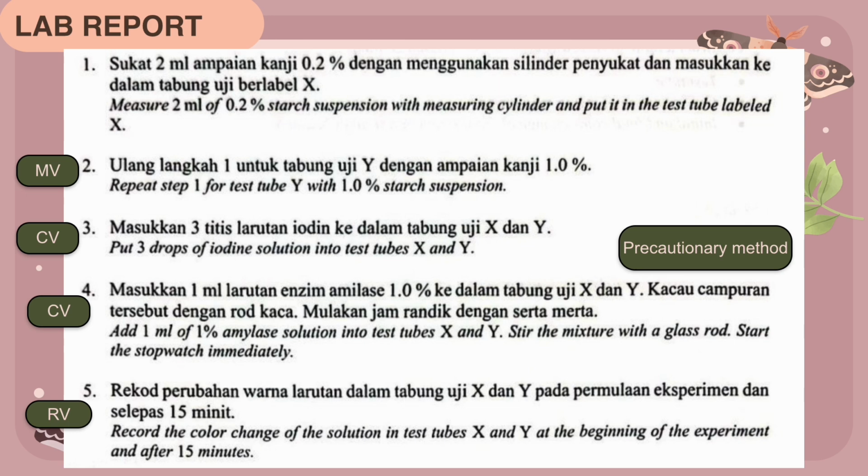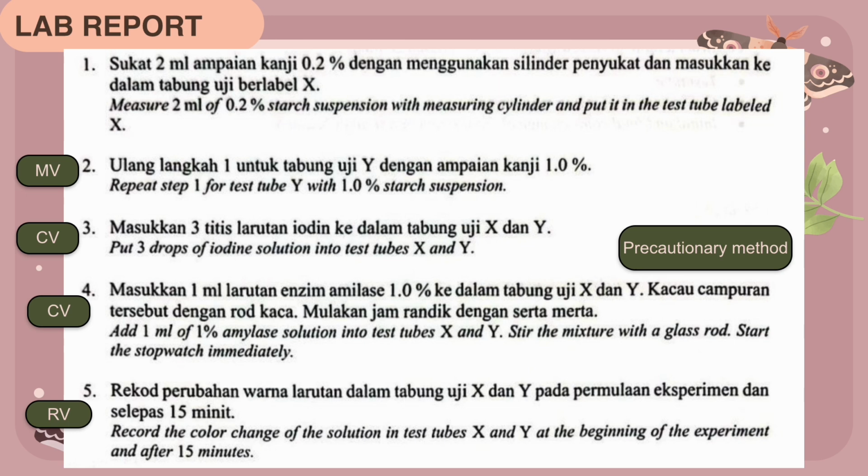And number 4, add 1 milliliter of 1% amylase solution into test tube X and Y. So here you can see 1 milliliter of 1% amylase solution is also your constant variable. Stir the mixture with a glass rod. That one is your precautionary method. And start the stopwatch immediately. And step number 5, record the color change of the solution in test tube X and Y at the beginning of the experiment and after 15 minutes. This one is how you handle your responding variable.